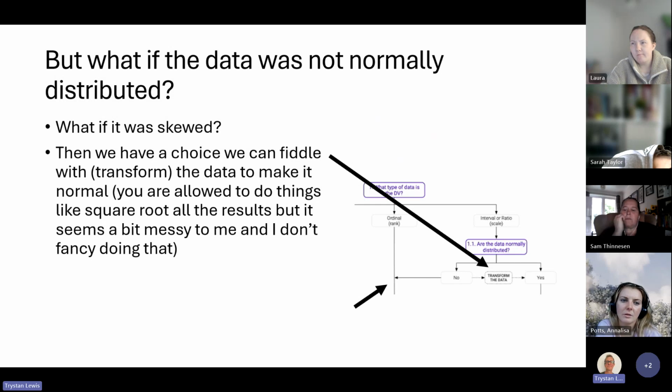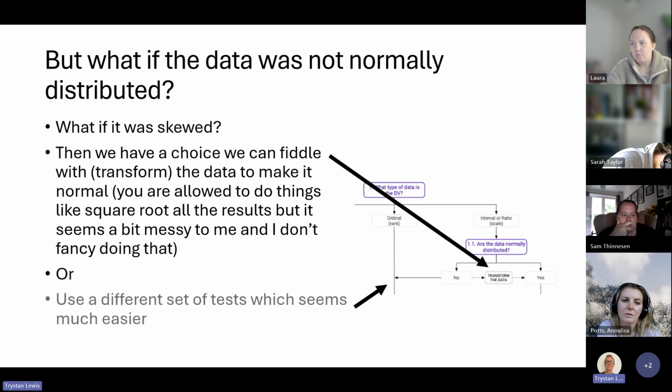Well, then I can do funny things with the data. I can fiddle with the data. I can make it the square root of the data. I can do funny things, and that's called transforming it. And I might be able to transform it in some clever way to turn it into normal data. But I don't like that. That seems a bit messy to me. So I don't think most of the time we'll do that.